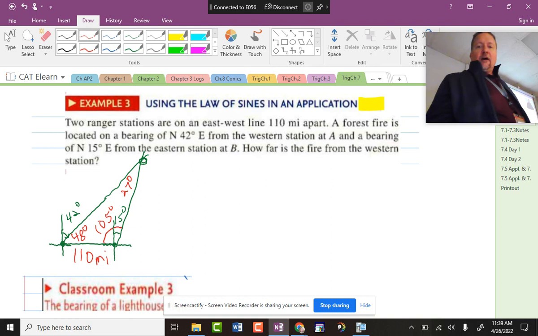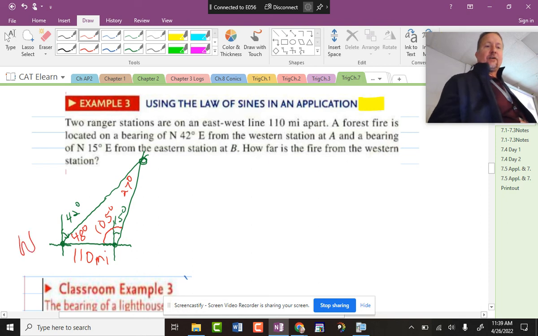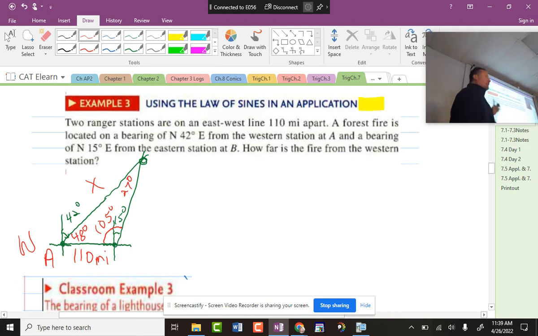All right, so how far is the fire from the western? So here's the western, to the east-west line. So west is over here, so that is station A, right? How far is the fire from the western station? So this is what I'm finding, X. So actually all I needed was the 105. Actually, that's a lie. I did need the 27, because 27 is opposite 110.